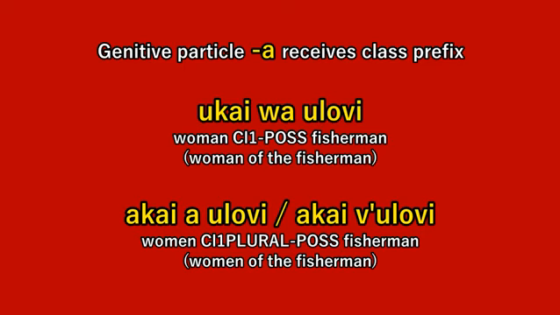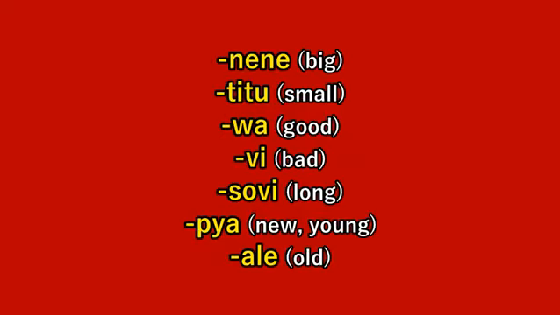So woman is ukai and fisherman is ulovi. So ukai wa ulovi is the woman of the fisherman. The women of the fisherman, however, is akai a ulovi or akai vulovi, because the va prefix sometimes goes into the particle a, and that particle may even be absorbed by the following vowel. Like most Bantu languages, Umbundu does not have that many adjectives.